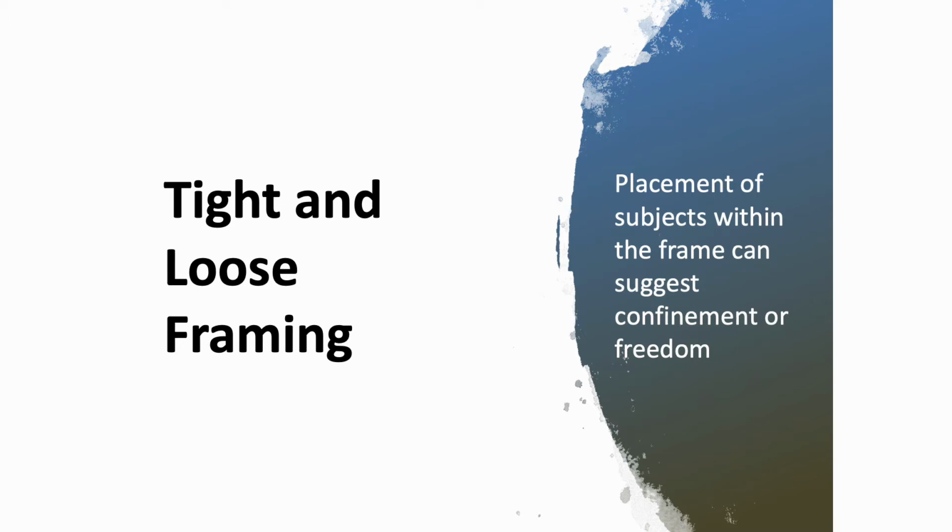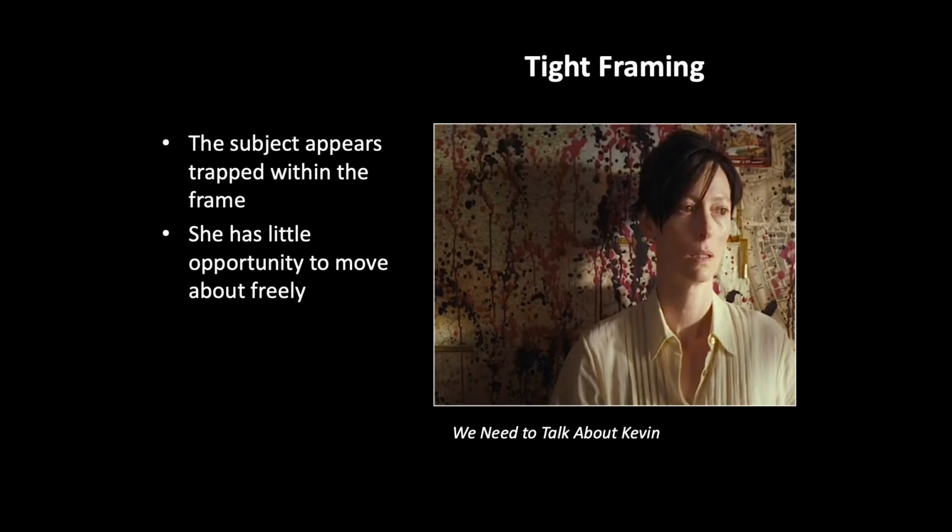Tight and loose framing. The placement of subjects within the frame can suggest confinement or freedom. In the horror film, We Need to Talk About Kevin, tight framing is used. The subject appears to be trapped within the frame. She has little opportunity to move freely. She can't move back. She can't move forward, and could only move laterally a little bit to one side of the frame.